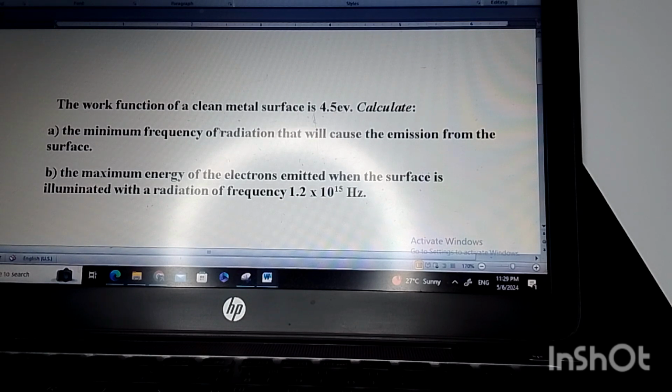So, in the first question, we are meeting the term minimum frequency. This minimum frequency is the same as what we are calling the threshold frequency. Threshold frequency is defined as the minimum frequency of a radiation below which no photo emission occurs. Let us now embark on solving the first question, part A, getting the minimum frequency, that is the threshold frequency.